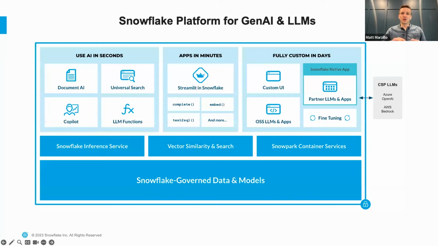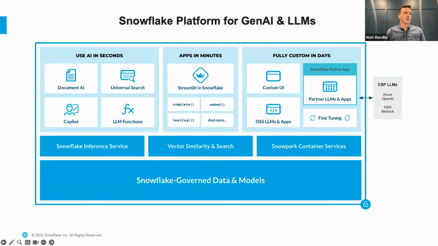And just looking at a high level architecture of what that looks like, this is how we're thinking about it, right? So moving from left to right, you can see we have AI in seconds, right? So that's using those built-in functions that we talked about, whether that's Document AI or search or LLM functions or Copilot capabilities. Anybody who's using Snowflake can pick up and use those.